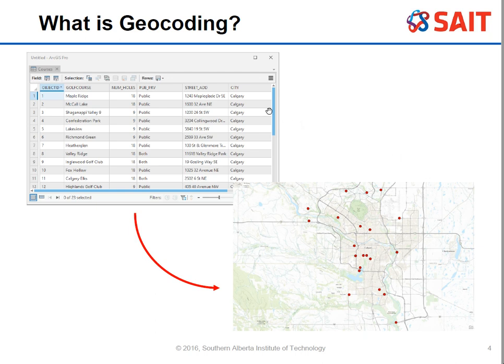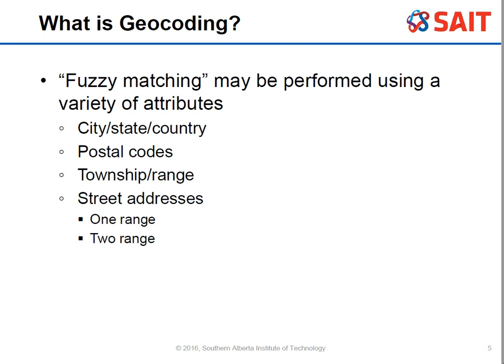So here is a table. You can see that we've got, for example, golf courses and the different number of holes that are there, whether it's public or private. We have a street address and a city. What we're really trying to do is say, where are these? So we have the street address, but we have to put everything into coordinates. So that is what geocoding does.